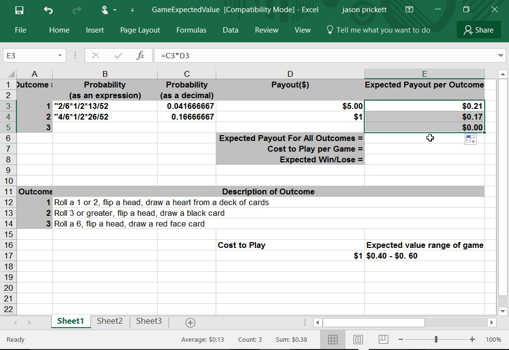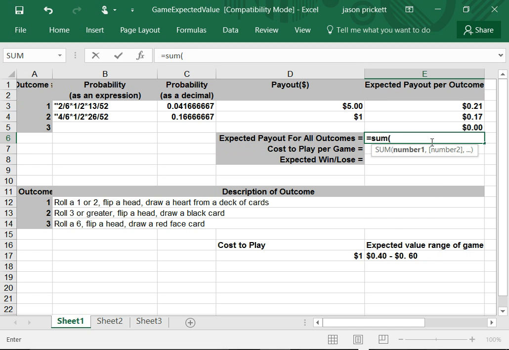So now, we've got 2 of the outcomes in, and it says, what's the expected payout for all outcomes? So what you simply do is add all those together. You can say, okay, equals sum, bracket, and then drag those 3 together. Close bracket, enter. 38 cents. Cost to play the game is $1. At least that's my game.